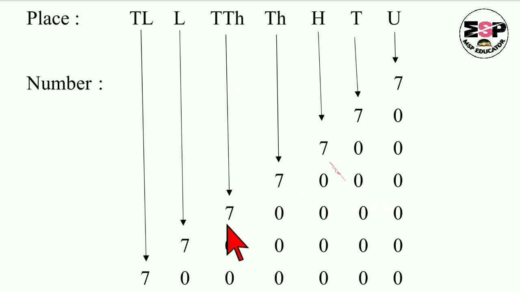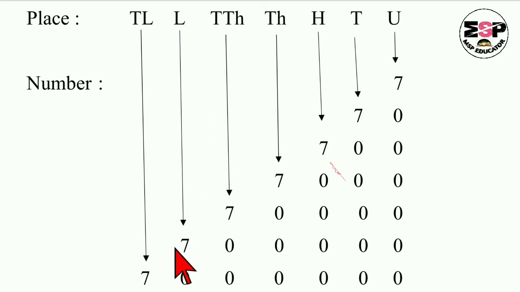Now see the 10,000 place. Again put 7 and count the places to the right of the 10,000 place. See, 1, 2, 3, 4. So after this 7 you are going to put 4 zeros, then it will be a 5 digit number. Understand, children? The 10,000 place is a 5 digit number.